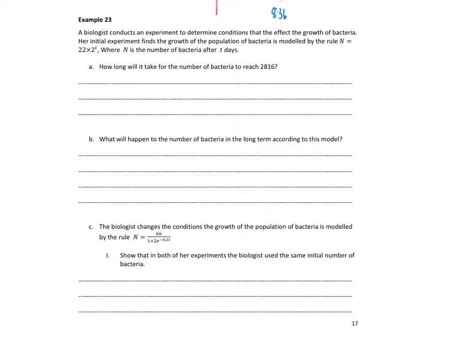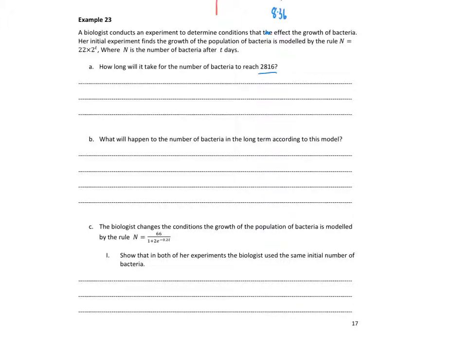Okay, so let's have a look. Biologists run experiments to determine the conditions that affect the growth of bacteria. Her initial experiment finds the growth of the population of bacteria is modeled by the rule N equals 22 times 2 to the t, where N is the number of bacteria after t days. How long will it take for the number of bacteria to reach 2816?